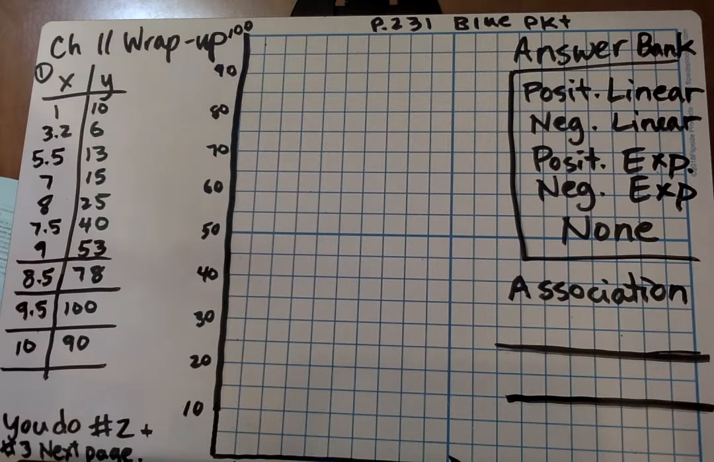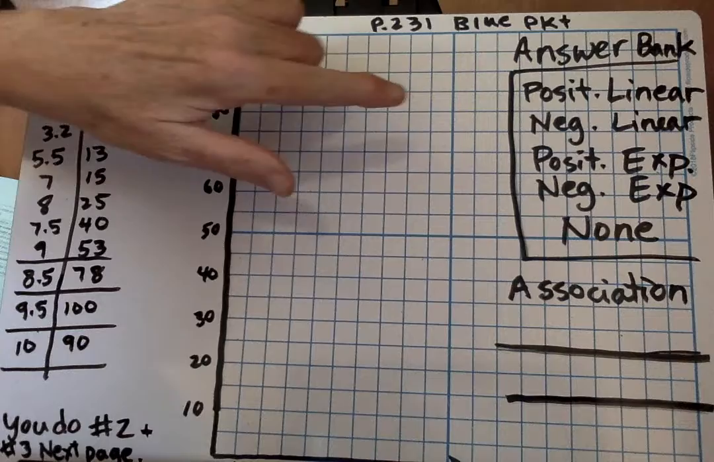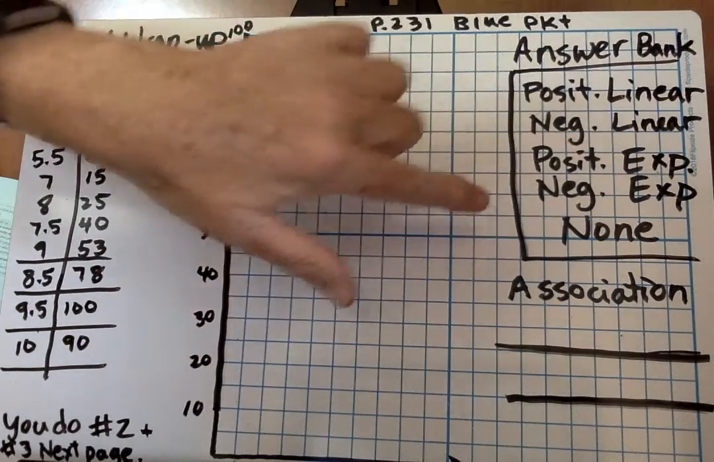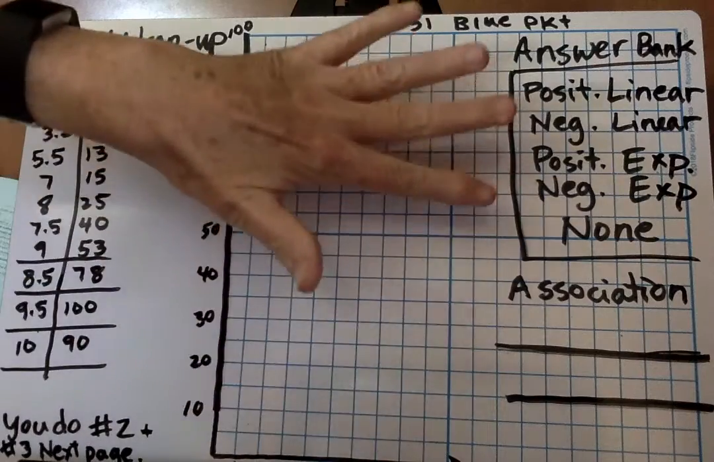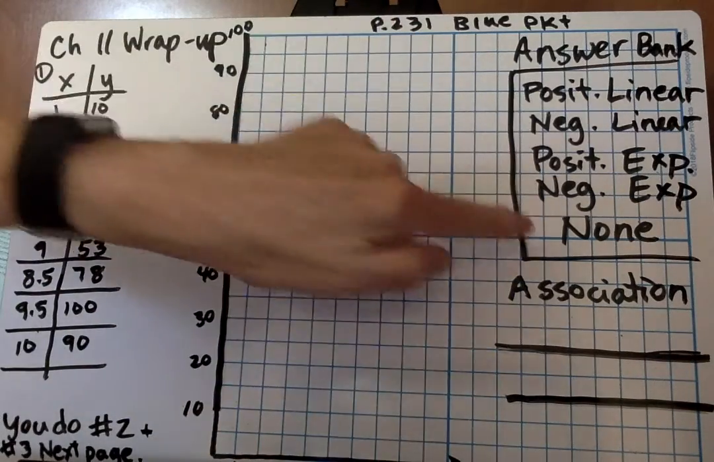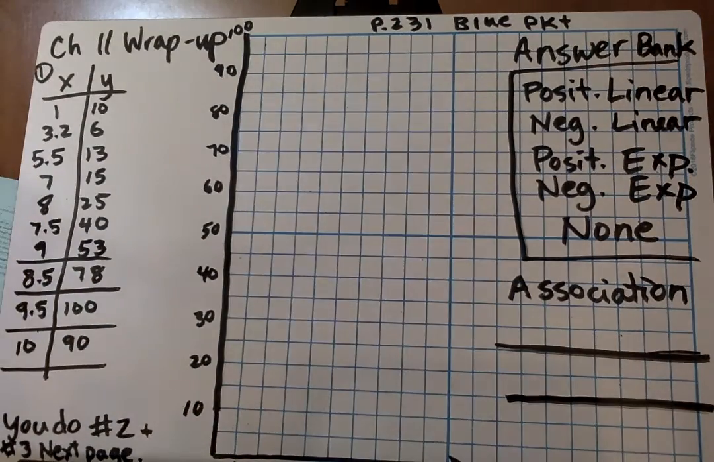Create the scatter plot. Describe the association. So here we have our answer bank: positive linear, positive exponential, or none. So our association, we have 5 different choices. There's one of your 5 choices. There's all of the 5 choices there. So now all we have to do is plot the points.